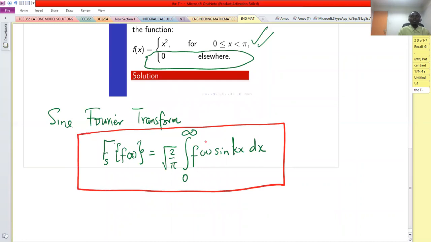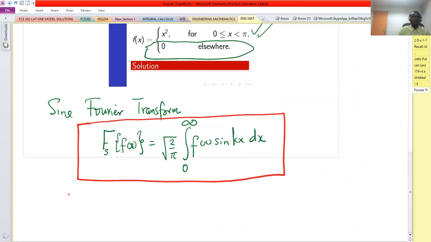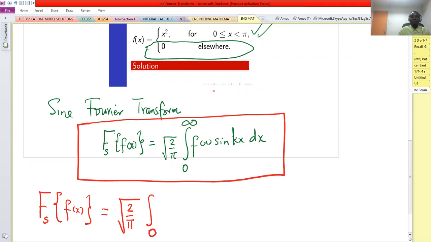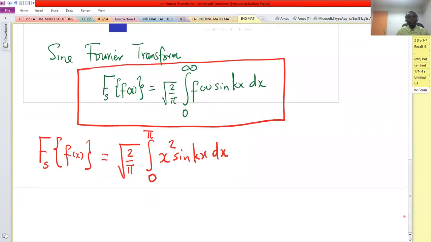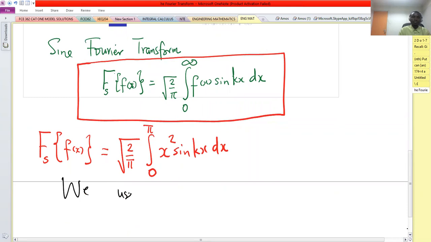We are going now to use the limits given and the function defining this section, and then evaluate what is being asked in the question. So the sine Fourier transform of f of x is given by the square root of 2 over pi times the integral from 0 to pi of x squared sine kx dx. This is what we are going to evaluate, and this integrand can be evaluated by parts. So we use the integration by parts formula.